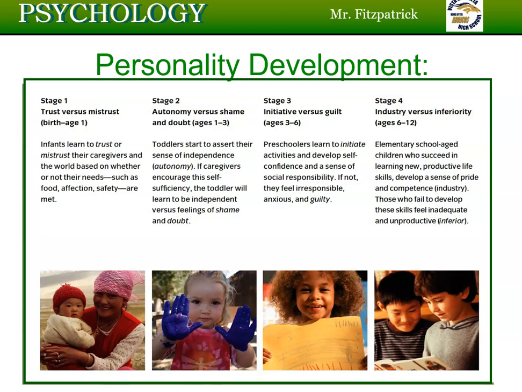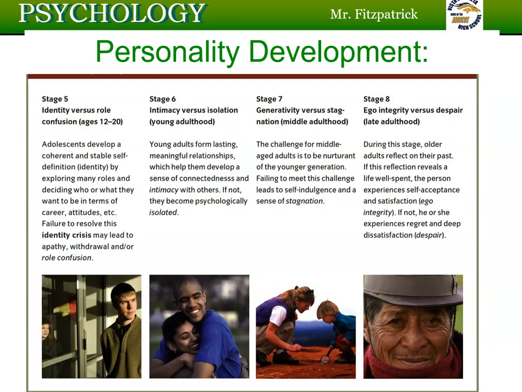Preschoolers learn to initiate activities, and they develop self-confidence and a sense of social responsibility. Otherwise, they develop anxiousness and feelings of guilt. From ages 6 to 12, children who succeed at learning new productive life skills develop a sense of pride and competence. That's called industry. If they fail to develop those skills, then they feel inadequate and unproductive. They develop inferiority.